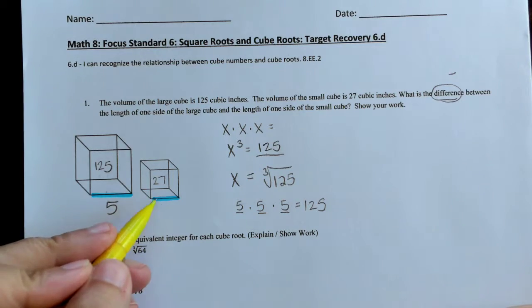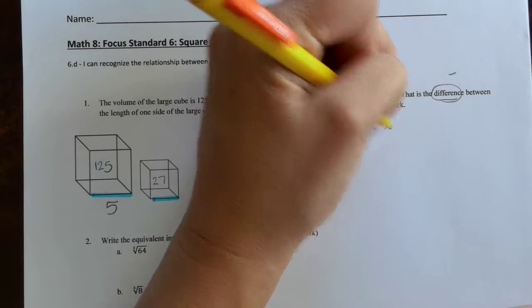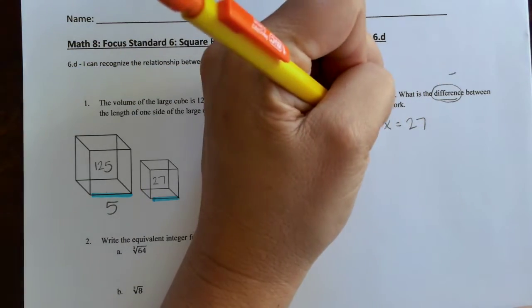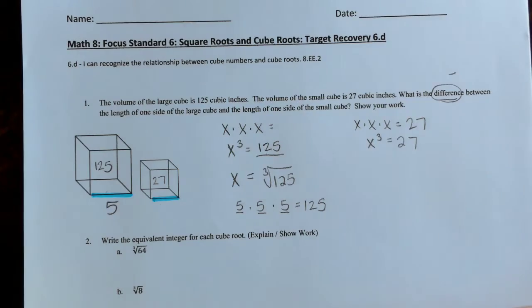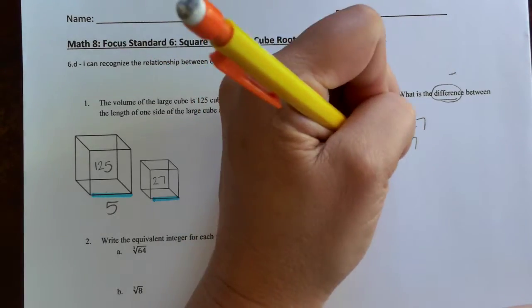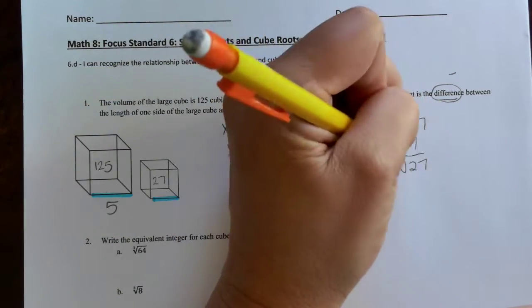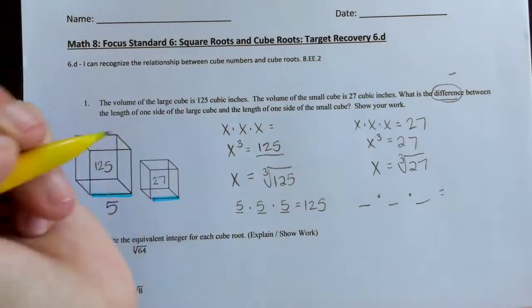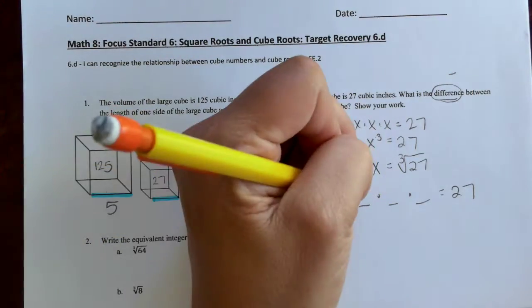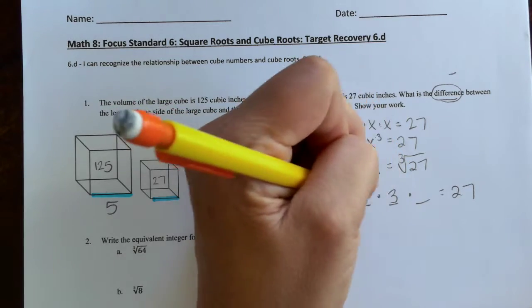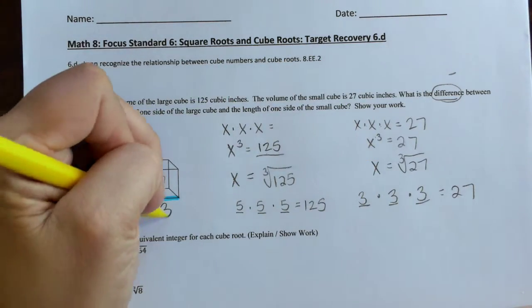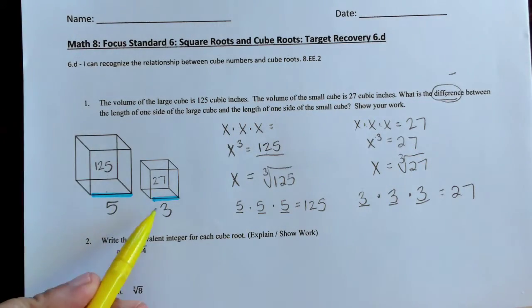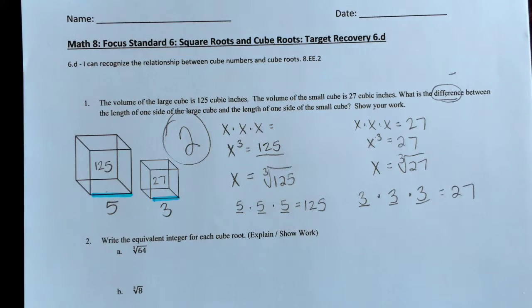And then again, going through that same process, we know this is something times something times something to equal 27. So we could write that as x cubed equals 27, because repeated multiplication is exponents. And to undo that, I'm going to say x, the side length, is the cube root of 27, because those are opposites. So I've got to figure out what number repeated 3 times equals 27. I know I've got to work backwards: 3 times 3 is 9, times 3 is 27. So if I'm finding the difference, then it is 5 minus 3, and our difference is 2. The side length difference is 2 inches.